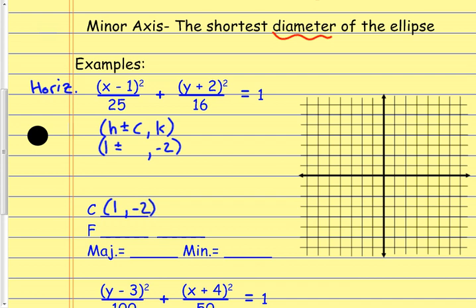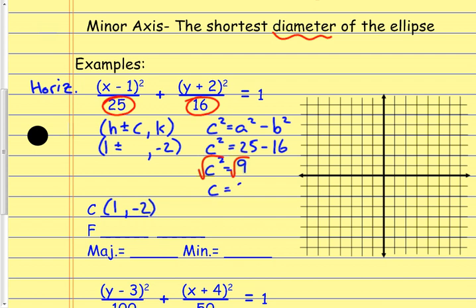It tells me that c squared equals a squared minus b squared. All right? And keep in mind that my a squared is right here, it's the 25. My b squared is right here, it's the 16. So I'm just plugging these values in, so I get c squared equals a squared, which is the 25, minus b squared, which is the 16. So I get c squared equals 9. And now to solve for c, I take the square root of each side. So I find out that c equals ±3. All right? So what I have here is a ±3.